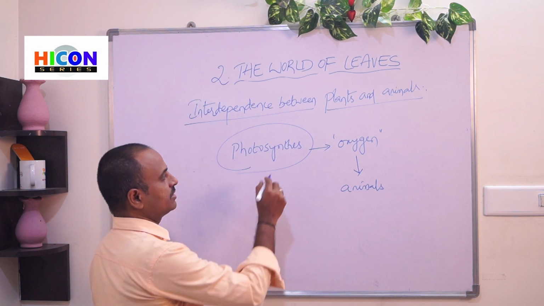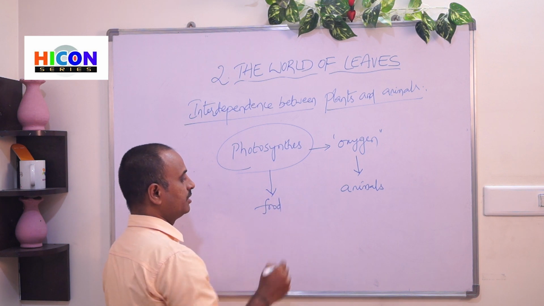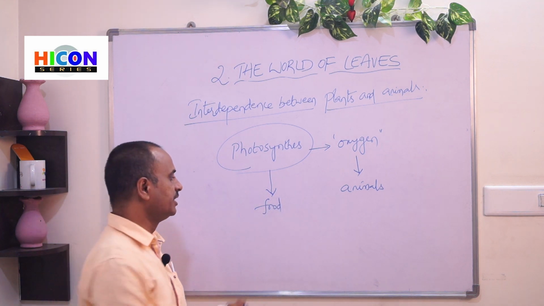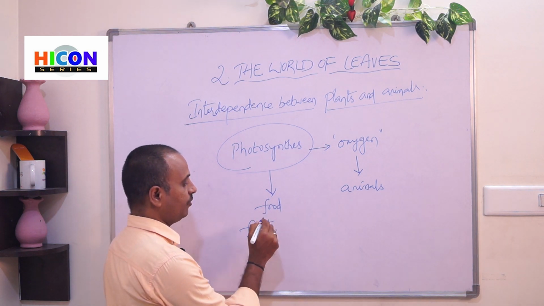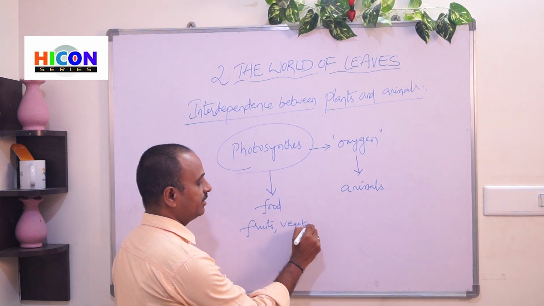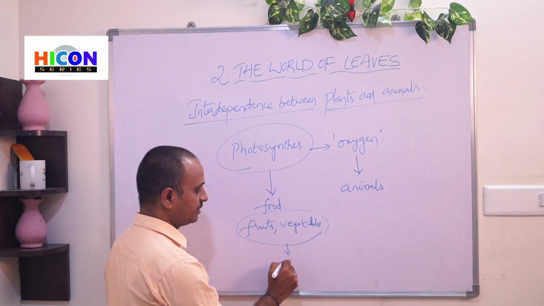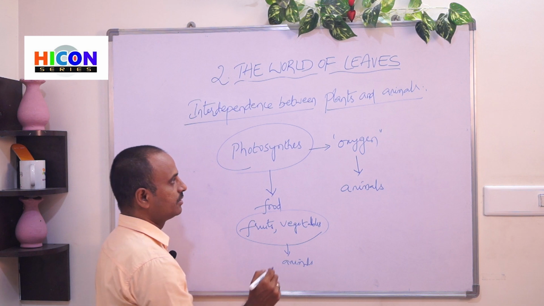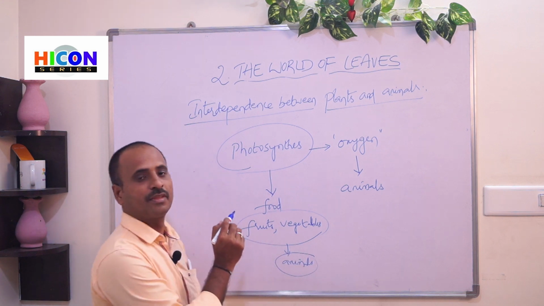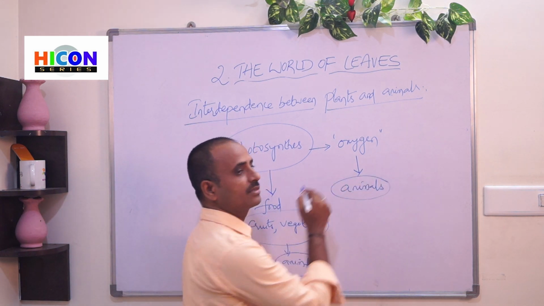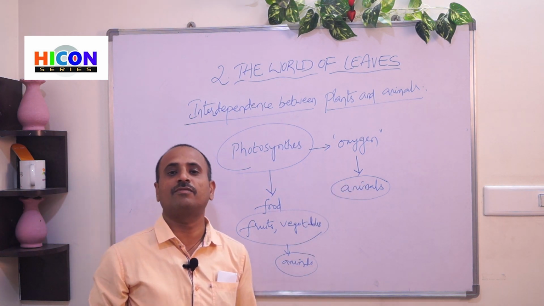Next, through the photosynthesis process, the leaves prepare their food. That means they prepare fruits and vegetables. The leaves prepare their food in the form of fruits and vegetables, and these fruits and vegetables are very useful for the animals. So children, plants give food for the animals and give oxygen for the animals. Without oxygen and without food, living beings cannot survive on the earth.